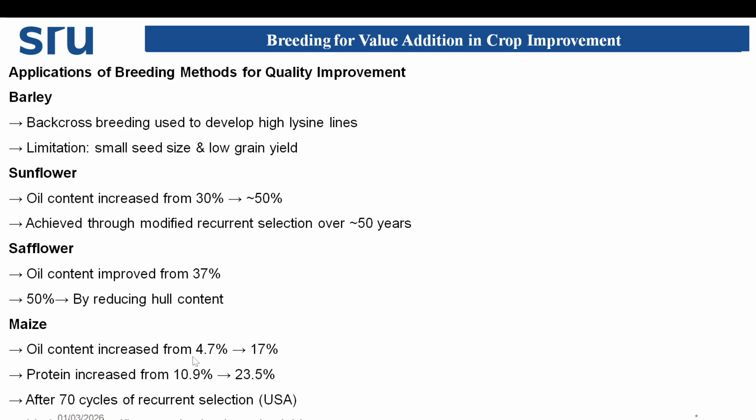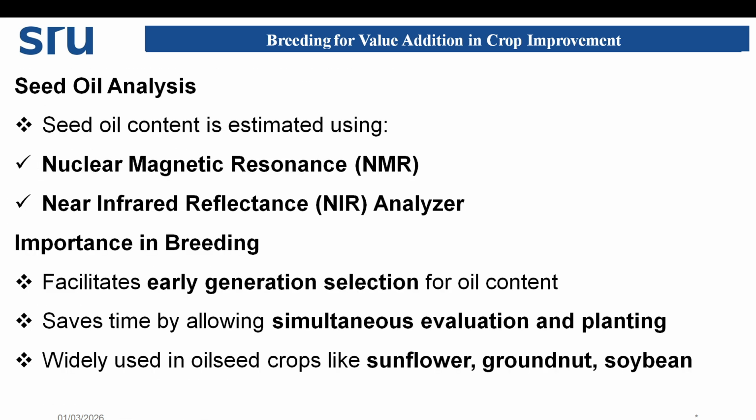Maize. Oil content increased from 4.7 to 17%. Protein increased from 10.9 to 23.5% after 70 cycles of recurrent selection. And the limitation: significant reduction in the yield. So these are some applications of breeding methods for quality improvement.